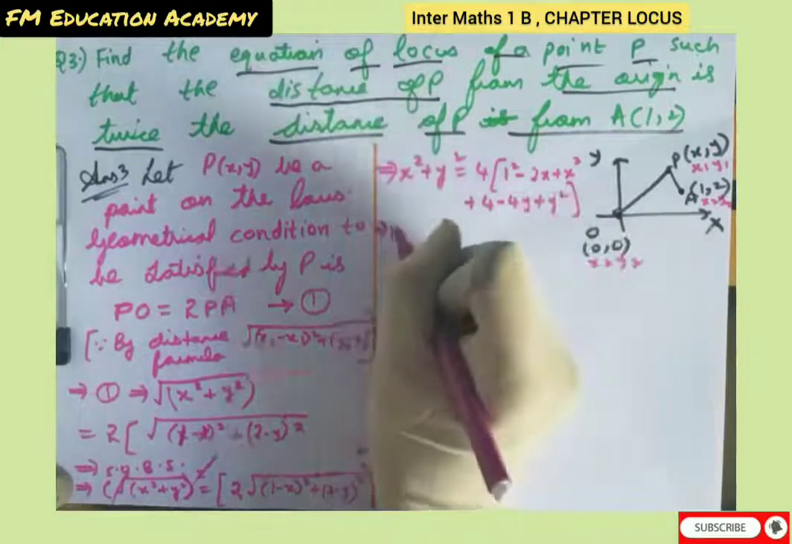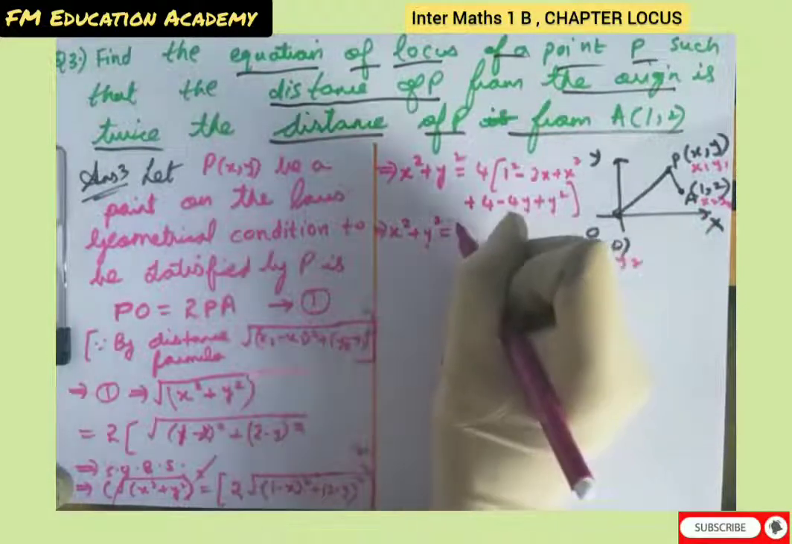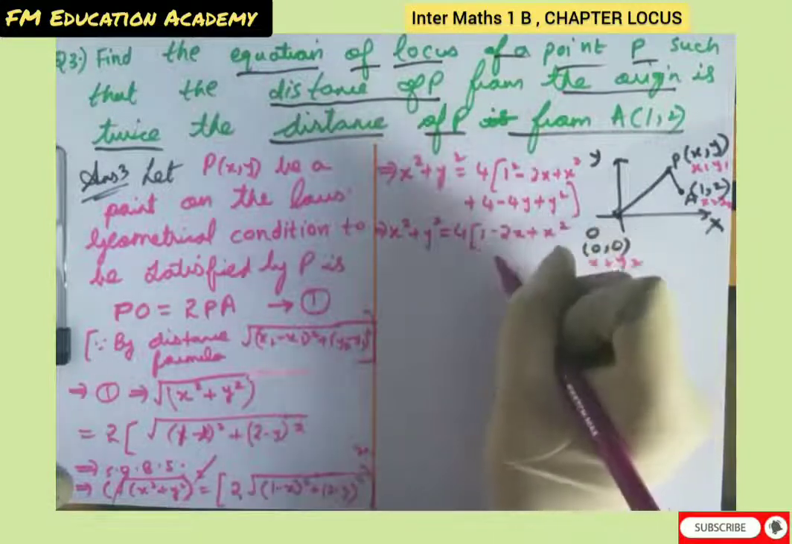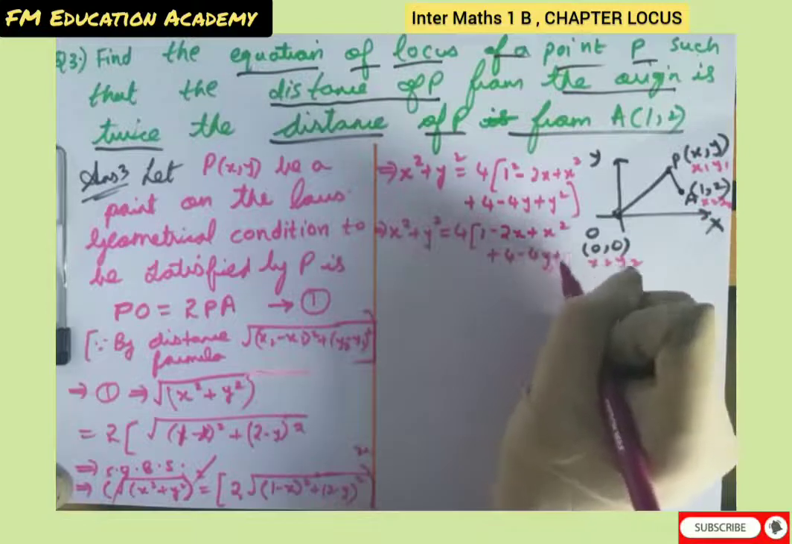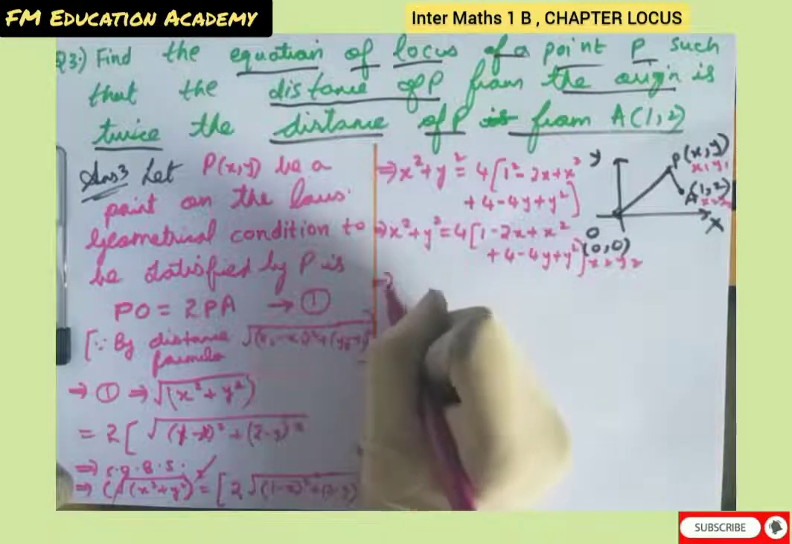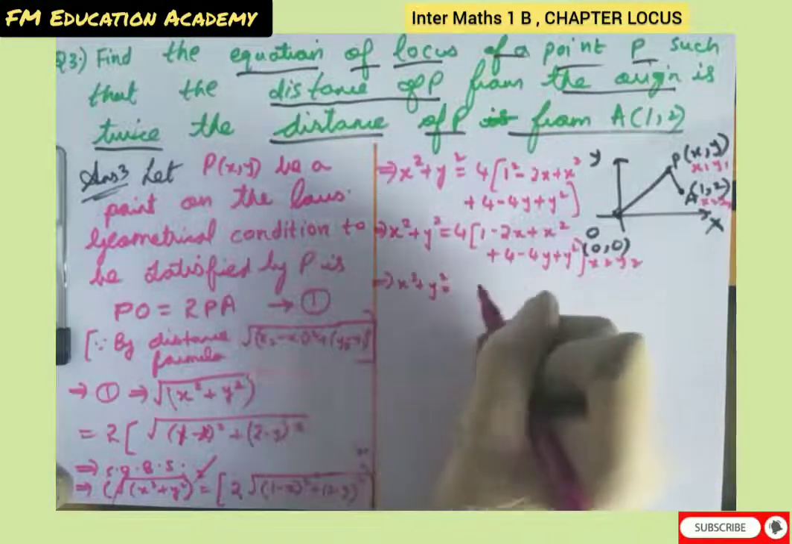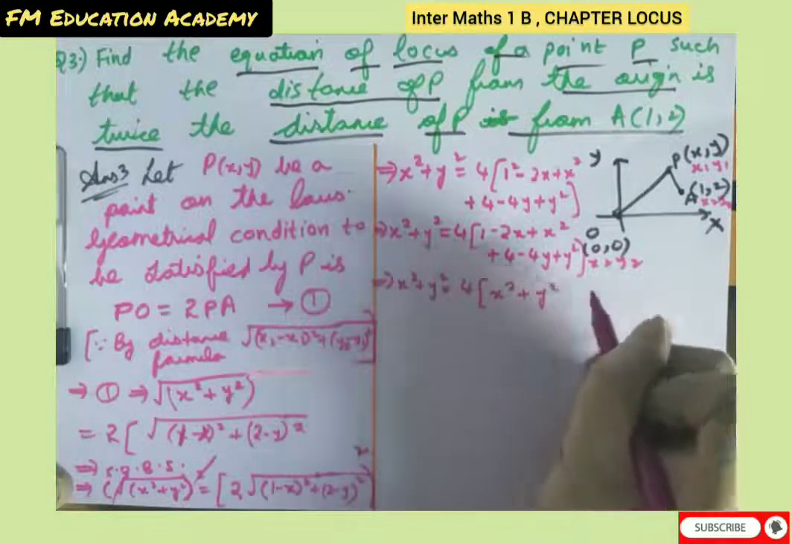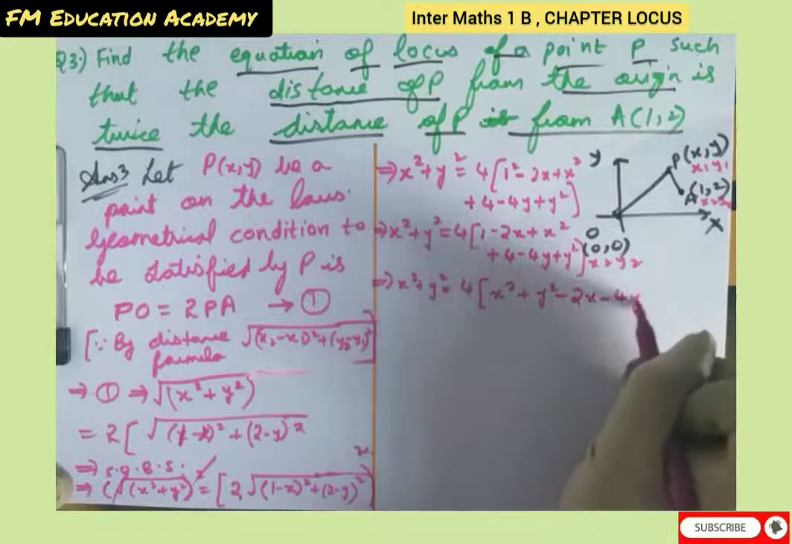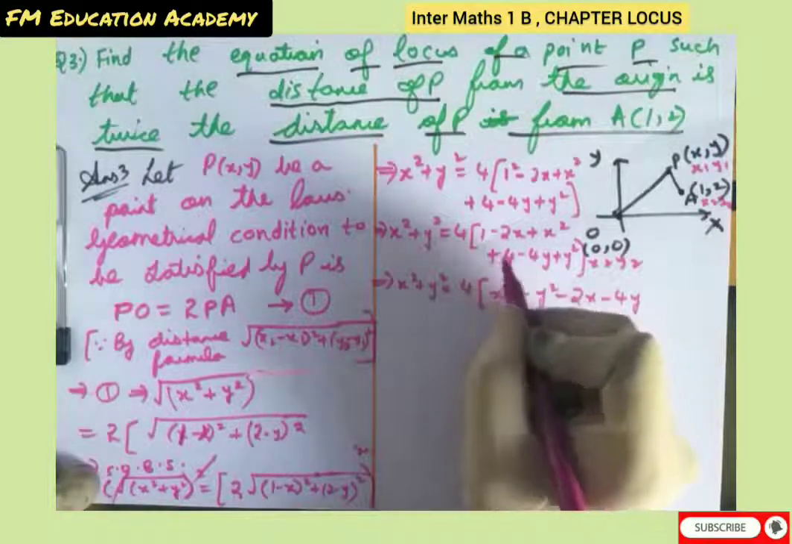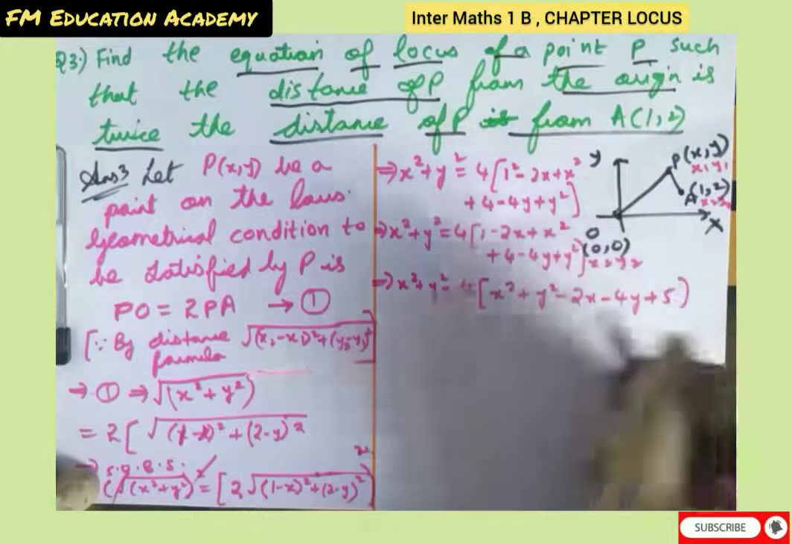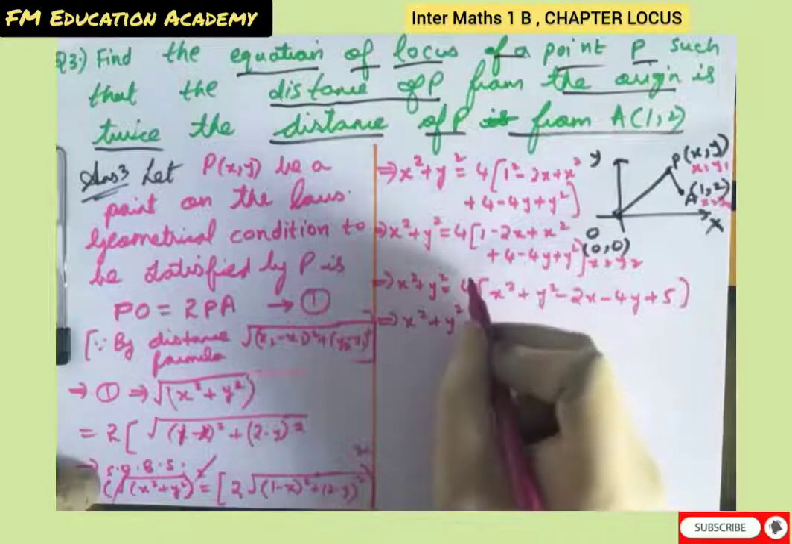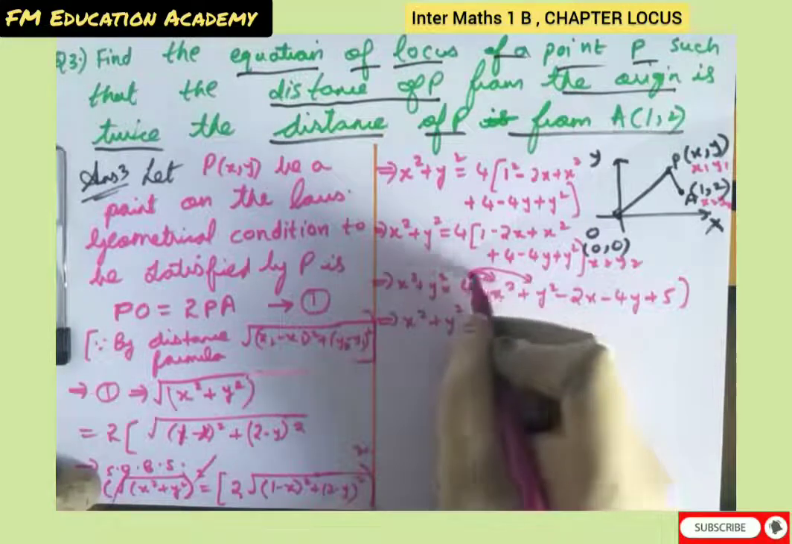So x square plus y square is equal to 4 into [1 minus 2x plus x square plus 4 minus 4y plus y square]. Now x square plus y square is equal to 4 into, we'll add the numbers: first x square plus y square minus 2x minus 4y, and 4 plus 1, what is 4 plus 1? 5. So x square plus y square is equal to, now we'll open this 4. 4 belongs to all the terms.